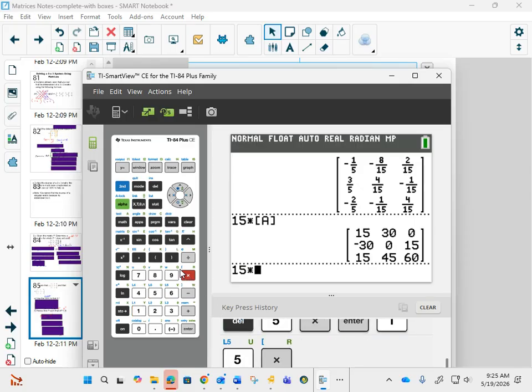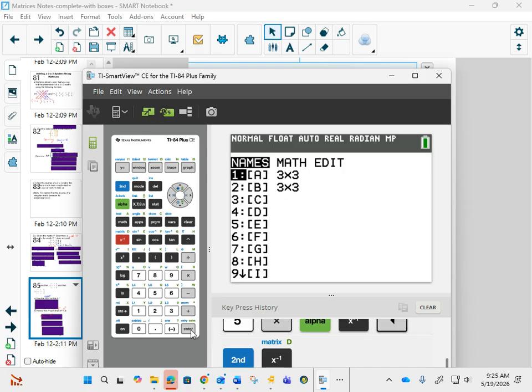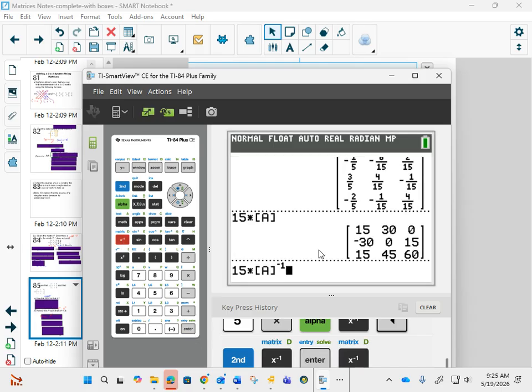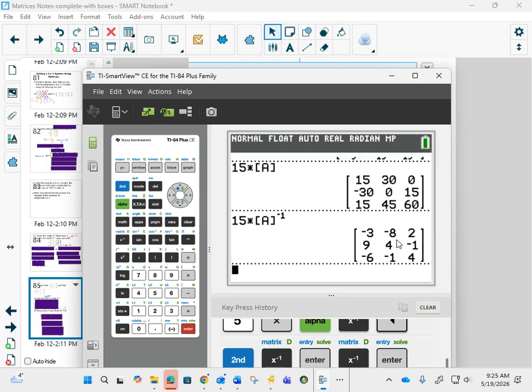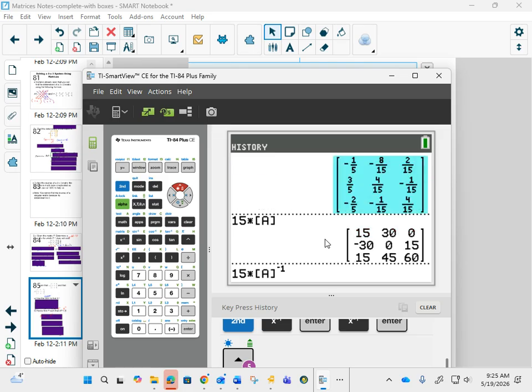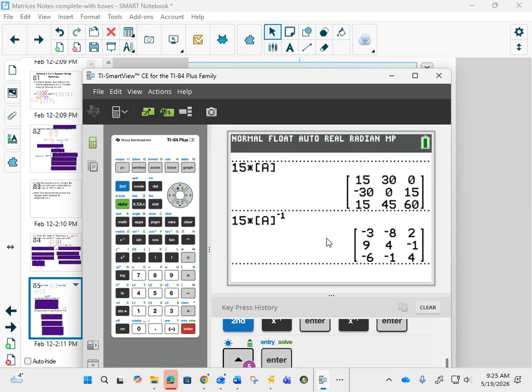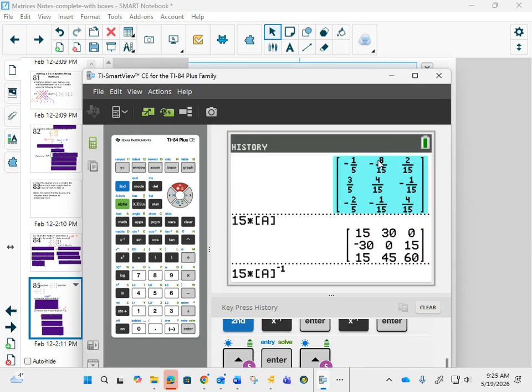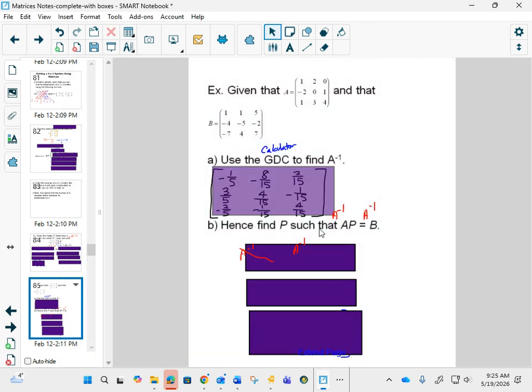15 times matrix A inverse. Then it should give me negative 3, 8, negative 8, 2. Do you see that? Compared to that other one that I had up here before, it has just taken the 15 and factored that out. Anyways, there is our A inverse matrix.